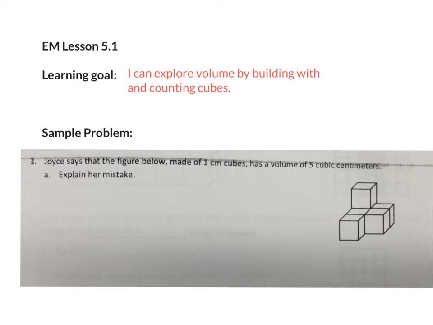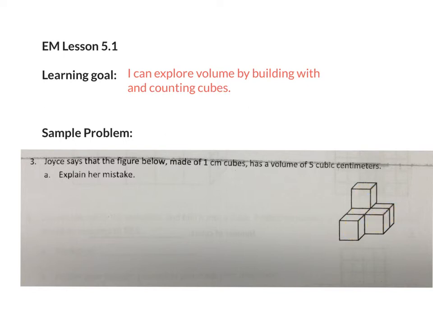I chose sample problem number 3. Joyce says the figure below has a volume of 5 cubic centimeters. I can see that she counted it like this. 1, 2, 3, 4, 5. What's her mistake? What's the actual volume? 6 cubic centimeters. What's her mistake? Go ahead and tell your partner.